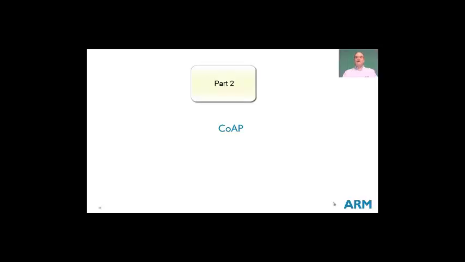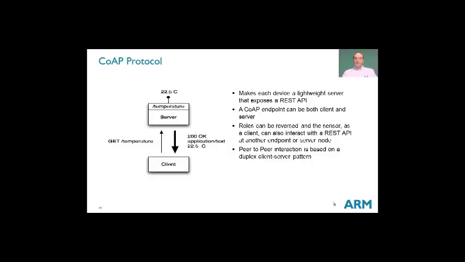First, we'll talk about CoAP, IETF CoAP. The CoAP protocol is basically a REST protocol that makes each lightweight device a server. So it's the sensor device itself, the battery-powered sensor or whatever, that is the server, and the application software acts as a client. And the CoAP endpoint can be both client and server.